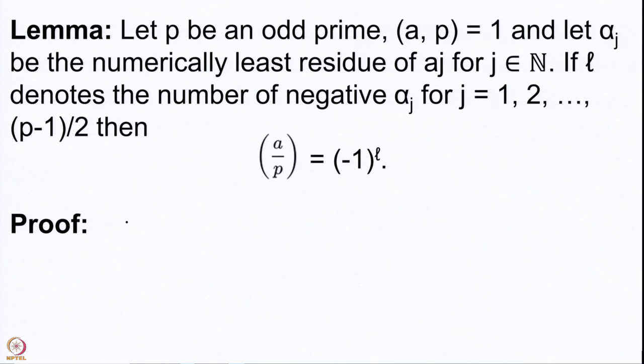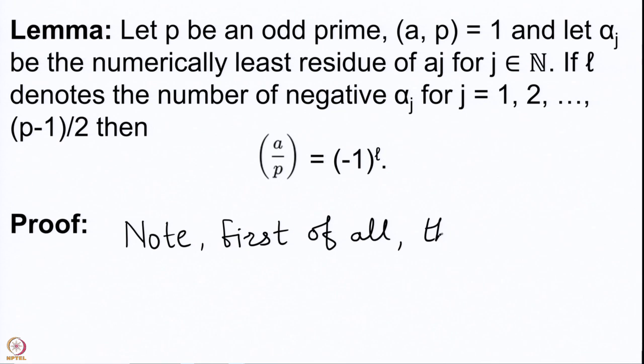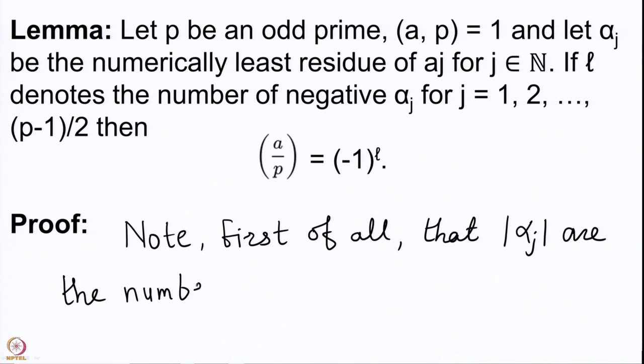So what we note first of all is that the absolute values of alpha j are the numbers 1, 2, 3, up to p minus 1 by 2, in some order.